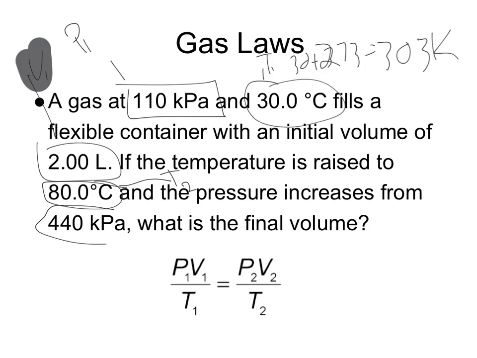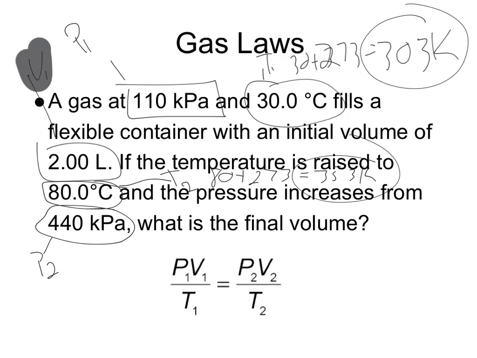And the pressure also changes. So now we're manipulating more than one variable at a time. So this is P2. Okay, don't forget to change your temperature here. 80 plus 273 equals 353 Kelvin. So that's the number I'm going to use for temperature 2. This is the number I'm going to use, 303, for temperature 1. So I plug all that in.